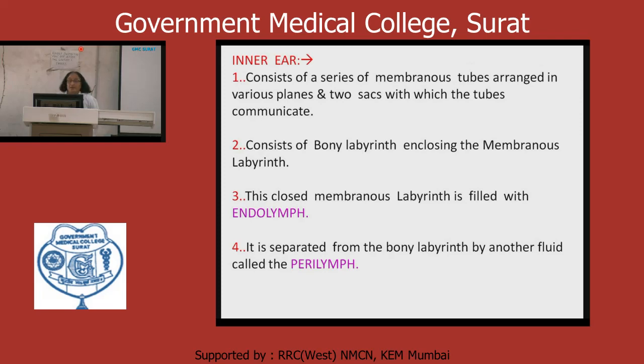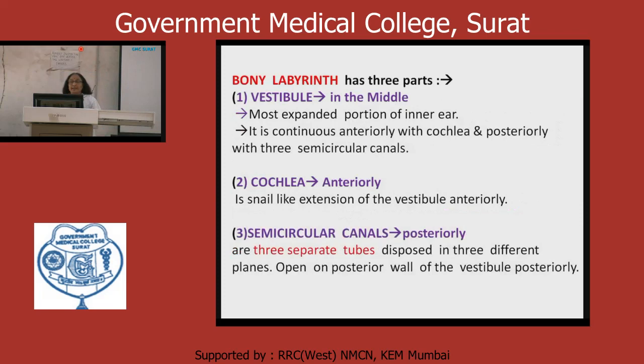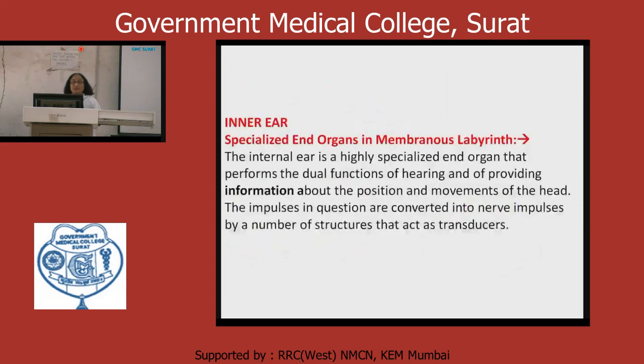In the diagram, at appropriate sites, the neuroepithelial structures with special types of nerve endings are arranged in the lining of this system. The membranous labyrinth is enclosed loosely in the bony labyrinth, which contains the perilymph. The bony labyrinth consists of three parts. Before going into detail on the bony labyrinth, we will discuss the functions of the inner ear cavity.